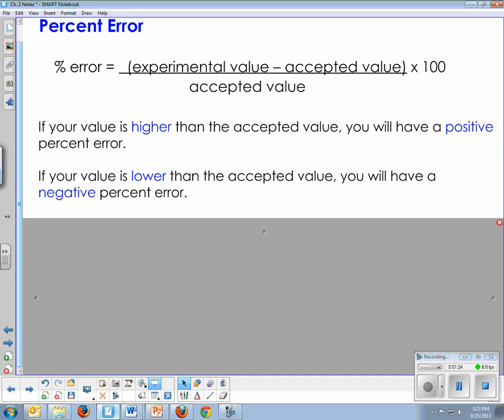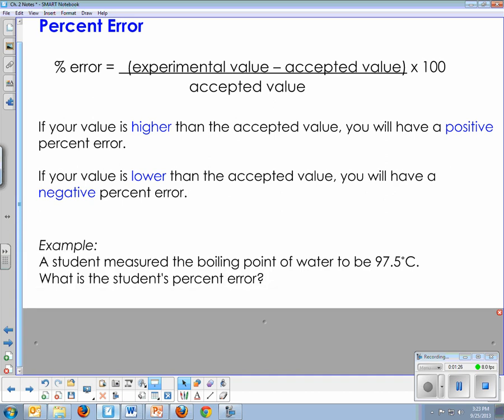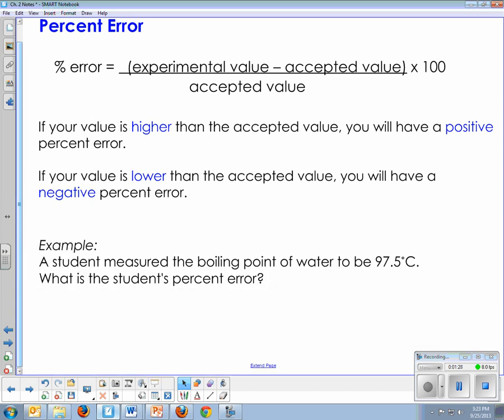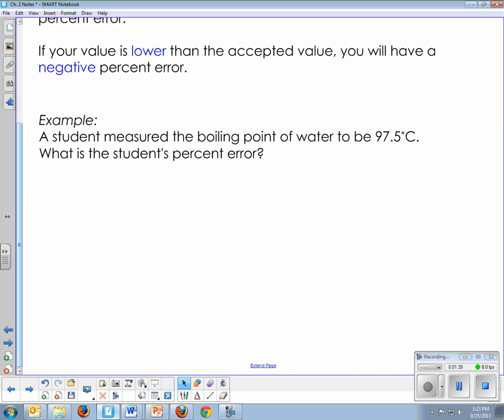So let's do a practice problem, an example together. So the example says a student measured the boiling point of water to be 97.5 degrees Celsius. What is the student's percent error? So 97.5 degrees Celsius, that is the experimental value.